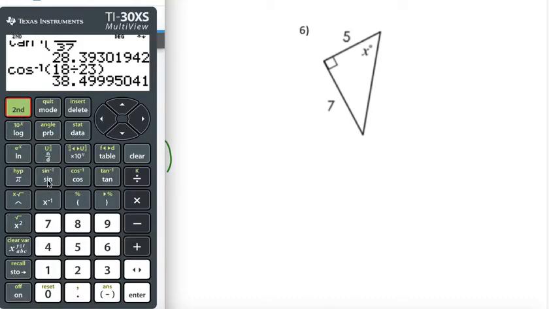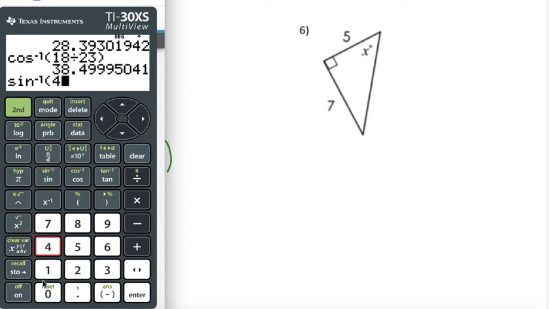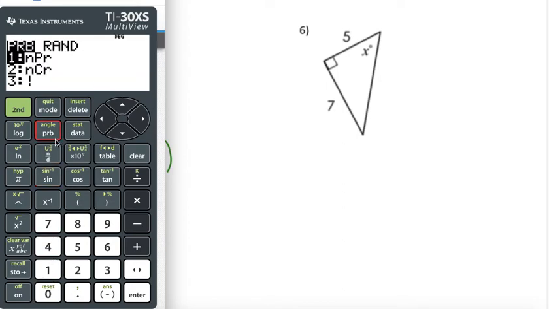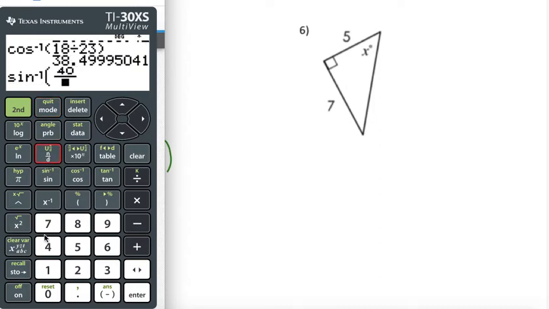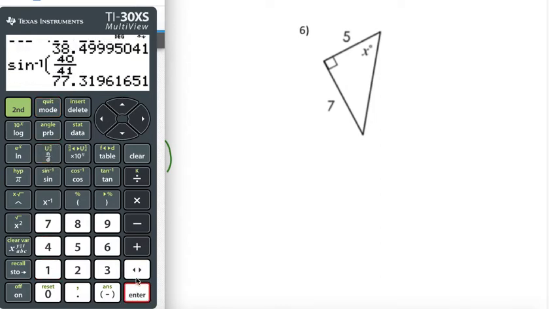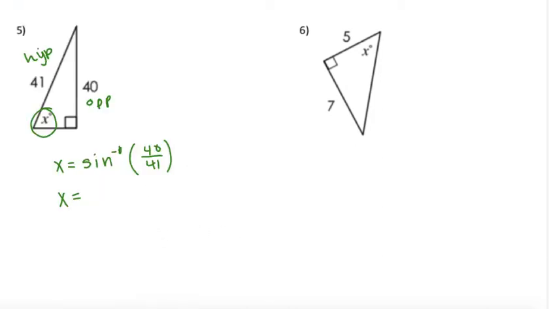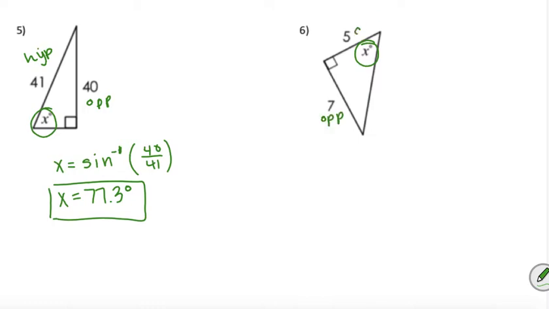So now I'm going to do second sine of 40 over 41. And I get 77.3 as that angle measurement. Degrees.